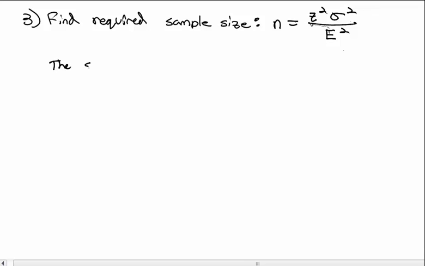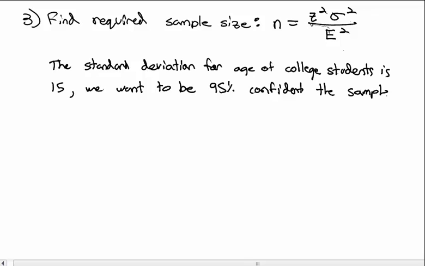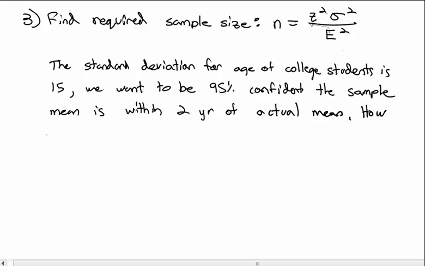So, for example, if the standard deviation for the age of college students is 15, and we want to be 95% confident the sample mean is within 2 years of the actual mean. How large of a sample is needed?